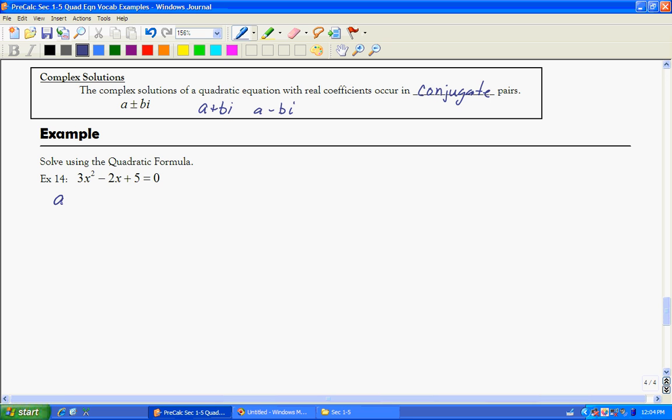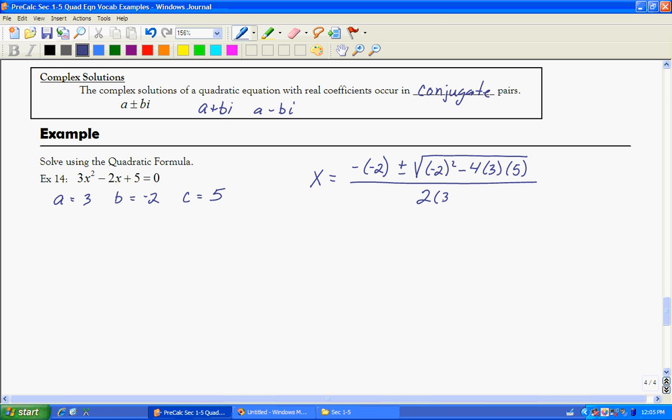So in our example, it's already in standard form. We're going to use the quadratic formula. So a is equal to 3, b is equal to -2, c is equal to 5. So we have x is equal to the opposite, or negative b, the opposite of -2, plus or minus the square root of -2 squared minus 4 times 3 times 5, all over 2 times 3. Then we're just going to simplify. We have 2 plus or minus the square root of 4 minus 60 all over 6.